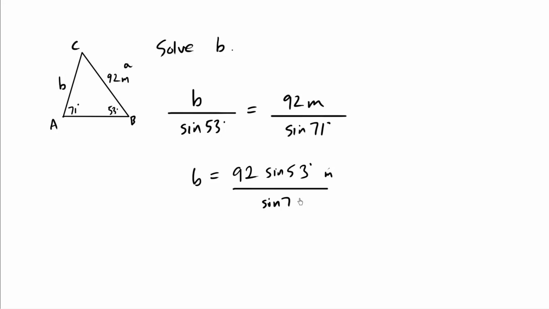sine of 71. Let's use our calculators to solve this. We have 92 sine 53, and make sure you're in the correct mode. I see that I'm in radian mode here, so I'm just going to switch back to degrees. And we have B is equal to 92 sine 53 degrees over sine 71 is equal to, I get 77.7 meters. Great.